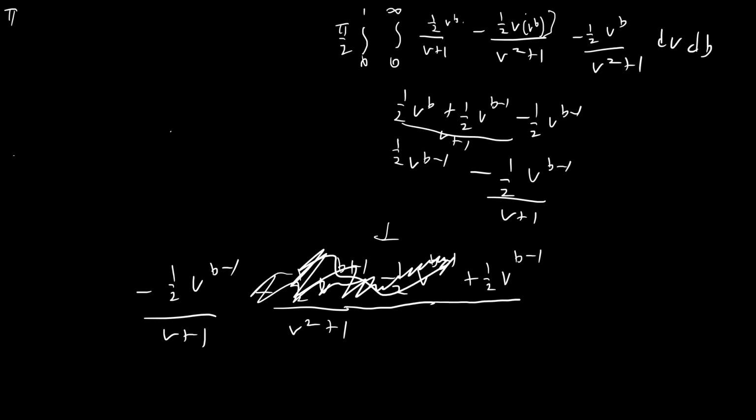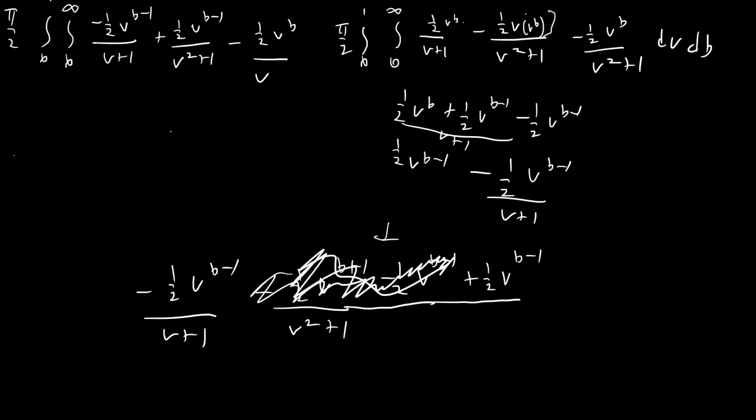pi over 2, integral from 0 to 1, integral from 0 to infinity, of minus 1/2 v to the b minus 1 over v plus 1 plus 1/2 v to the b minus 1 over v squared plus 1 minus 1/2 v to the b over v squared plus 1. Does that sound right to you guys? That sounds right to me. I'm going to hope that this is right, because otherwise, you know, I'm kind of screwed. So, and this is all dv.